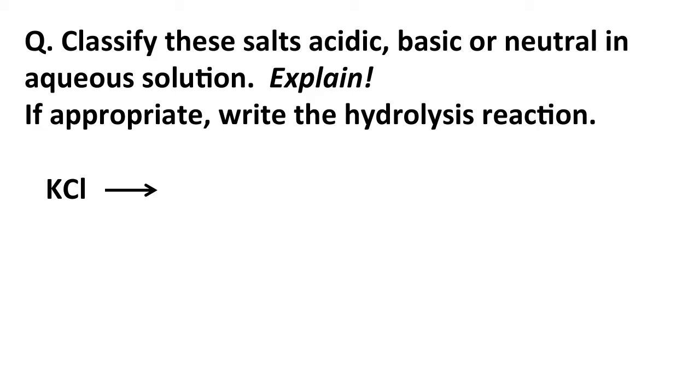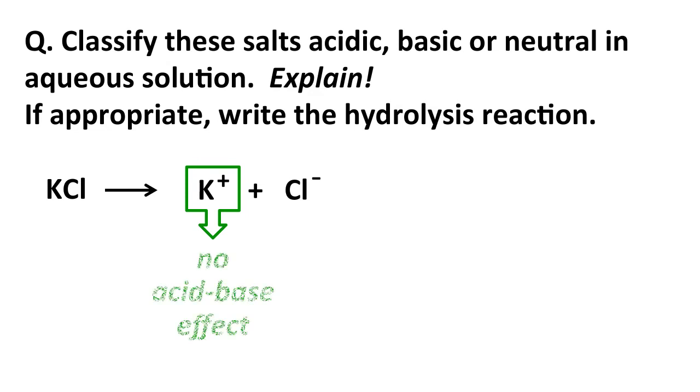Okay, first of all, we started this one in class. This is classifying solutions of salts as acidic, basic, or neutral, and if appropriate, write the appropriate hydrolysis reaction. Well, first of all, KCl is an aqueous salt, or salt in aqueous solution. It dissociates into the K plus ion and the Cl minus ion. We look at each ion separately to see if it has an acidic or basic character or if it's just neutral.